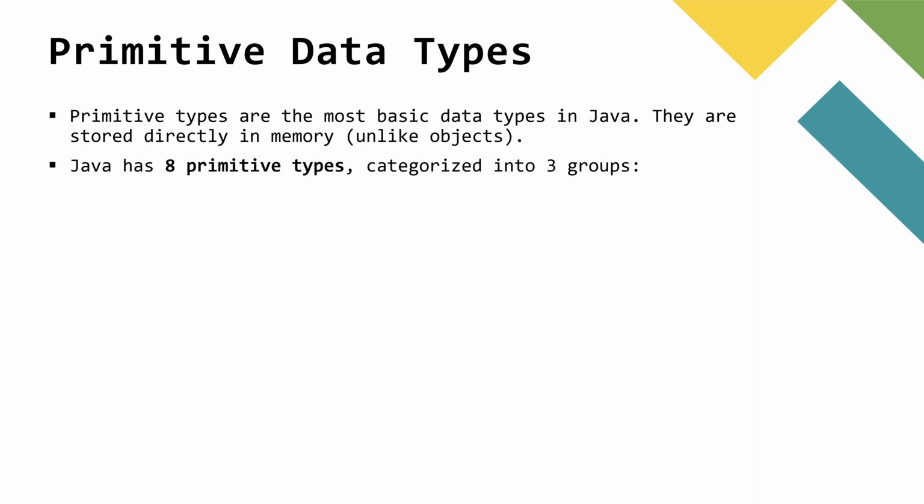Primitive types are the most basic data types in Java. They are stored directly in memory, unlike objects. Java has 8 primitive types, categorized into 3 groups.